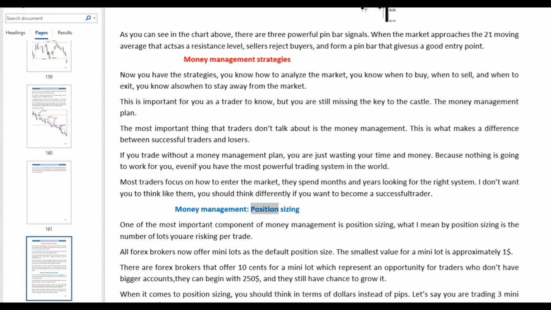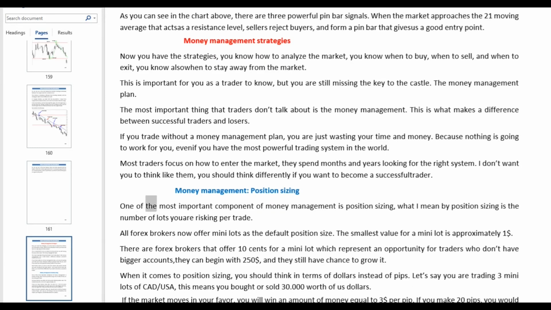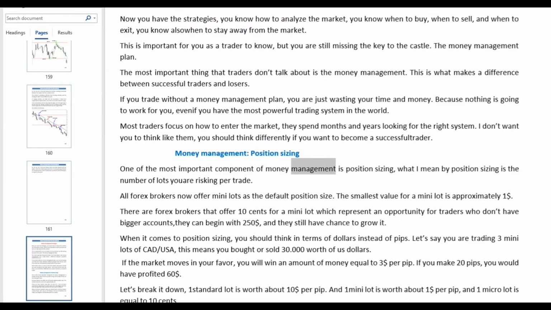Money management, position sizing. One of the most important components of money management is position sizing. What I mean by position sizing is the number of lots you are risking per trade. All Forex brokers now offer mini lots as the default position size. The smallest value for a mini lot is approximately $1. There are Forex brokers that offer 10 cents for a mini lot, which represents an opportunity for traders who don't have bigger accounts. They can begin with $250, and they still have a chance to grow it.